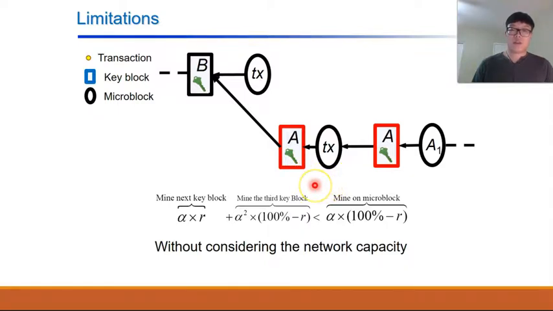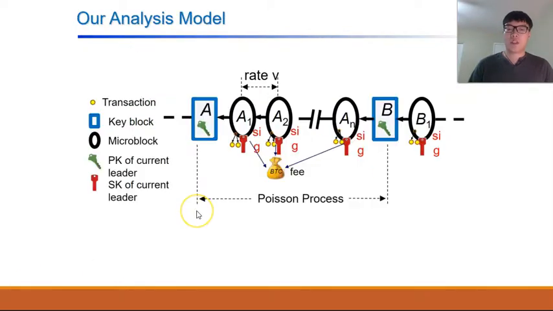So the previous analysis is quite reasonable if the selfish miner just hopes to get a higher transaction fee from a single transaction. But in the real world, the adversary hopes to get a higher transaction fee from all transactions. This means we have to consider the network capacity. To consider network capacity, we model the key block mining process as a random process. We also consider the generation rate and block size of macro blocks. Through this model, we can consider the impact of network capacity over these two attacks in the incentive analysis.